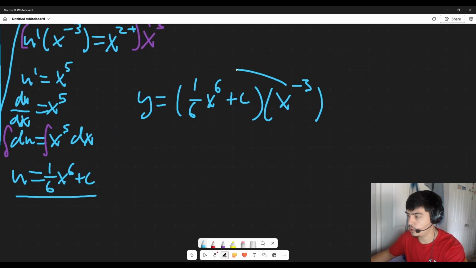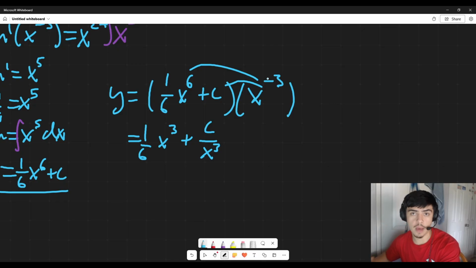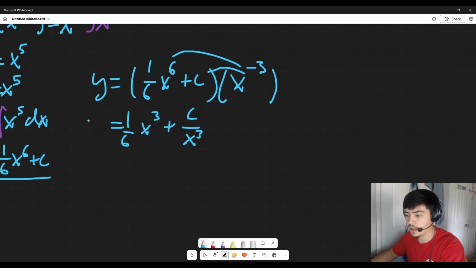Simplifying this, right? Foiling this in, we get 1/6. Remember, we add the powers, so we get x cubed. And then here we just get c over x cubed. And remember, any power that's negative just goes in the denominator, right? So this is what we have now.